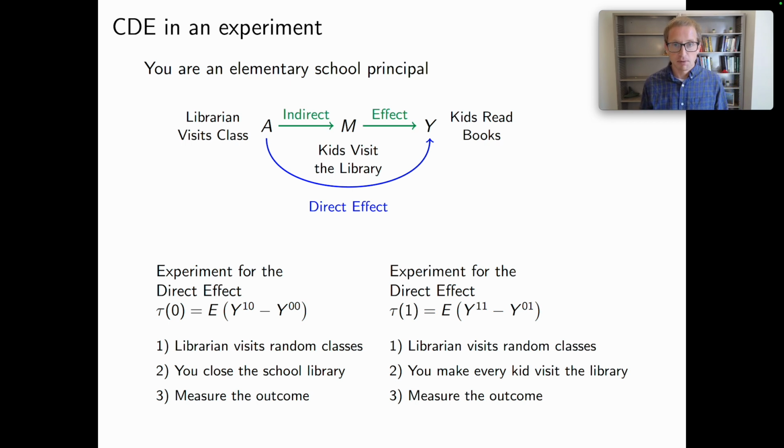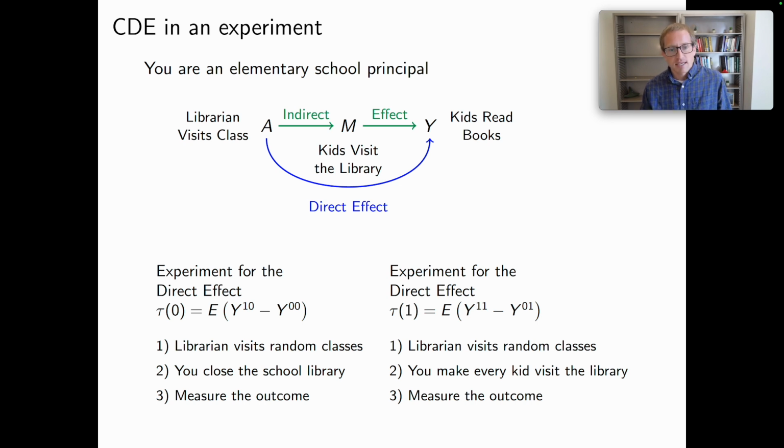Now, when you look at these two experiments, you can see that they're different. It might be the case that on the left, the librarian visiting your class increases the likelihood that a kid reads books, even though you've closed the school library. That may happen even if on the right, sending the librarian to visit random classes would not affect whether kids read books in a world where you make every kid visit the library, or vice versa. These are two different direct effects. Because there might be interactions between the treatment and the mediator, the direct effect when the mediator is set to the value 0 is different than the direct effect when the mediator is set to the value 1.